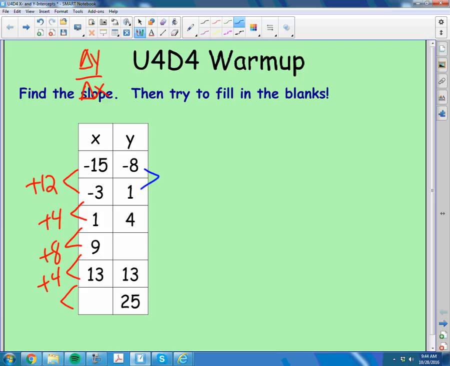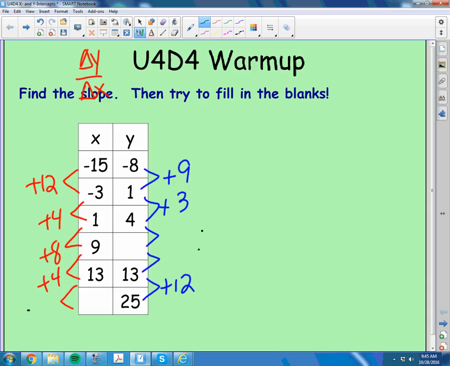What is negative 8 to positive 1? Plus 9. Very good. Then we have plus 3. We do not know. And here we have plus 12. Now, remember that the ratio of changing y to changing x has to be the same. And so we're missing the change in y here and here, and the change in x here.